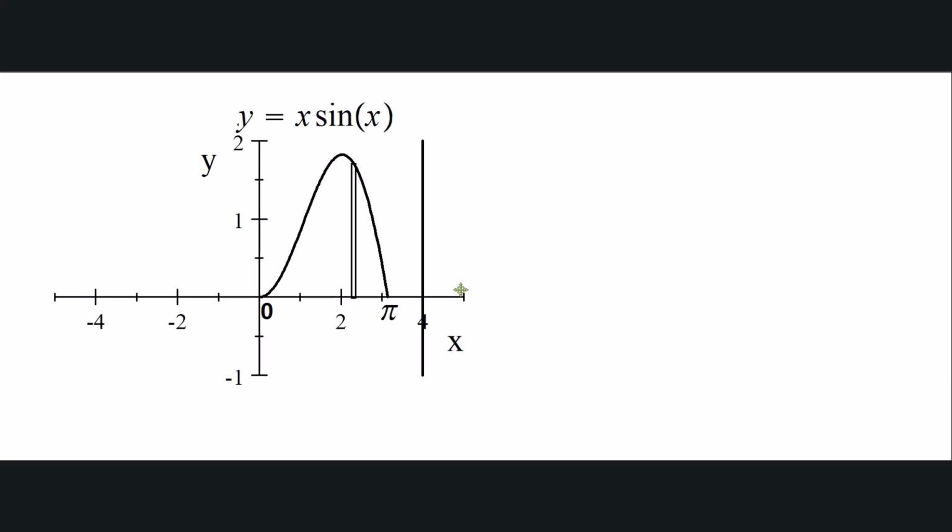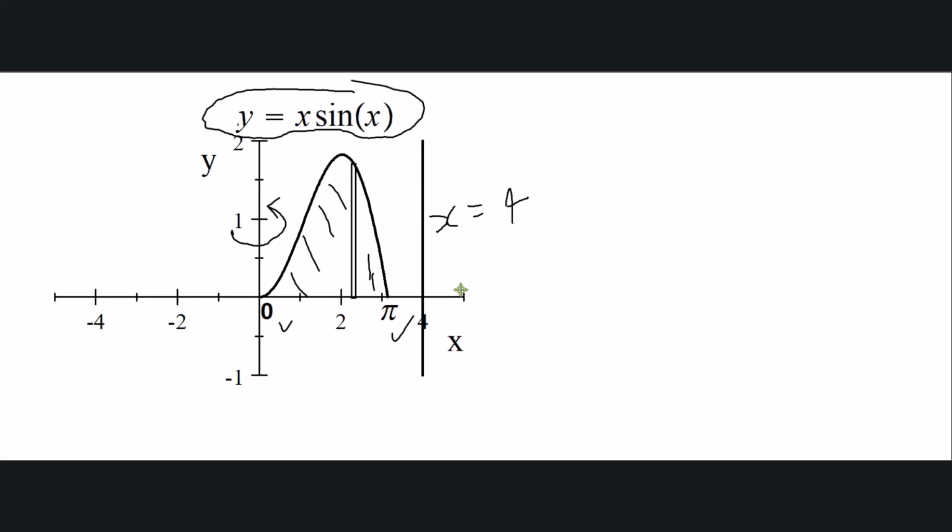So in the previous video, what we did was that we found the volume of the solid of revolution obtained by revolving this area from 0 to pi around the y-axis. Now what we are going to do is handle the same question in the situation when the axis of revolution is not the y-axis, but the line x equals 4.